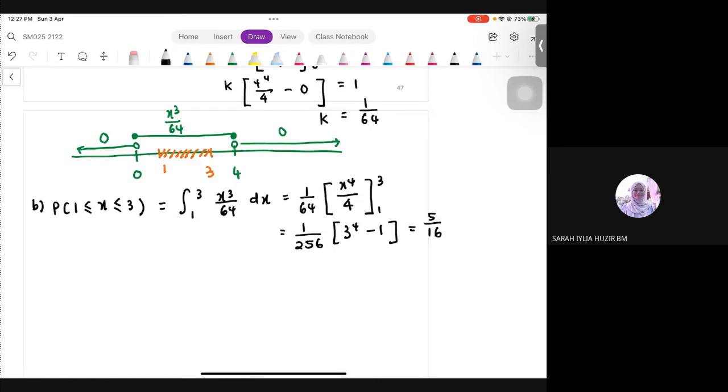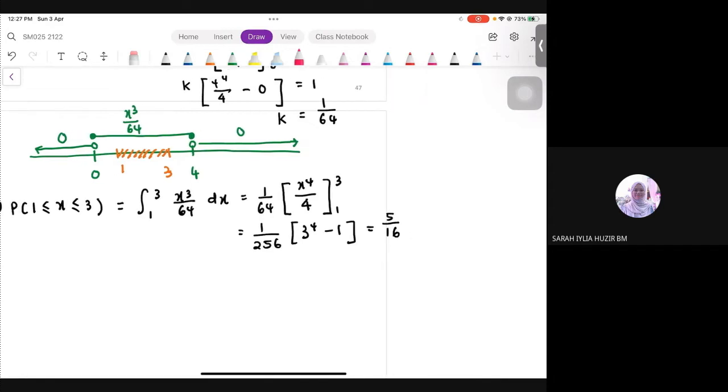Just a reminder, since this is actually a continuous random variable, so inequality sign doesn't matter. Means this is still the answer if we want to find probability from 1 up to 3, where 1 is excluded, or probability from 1 up to 3 where 3 is excluded, or when it's between 1 up to 3. So for all of these cases, we still have the same answer.